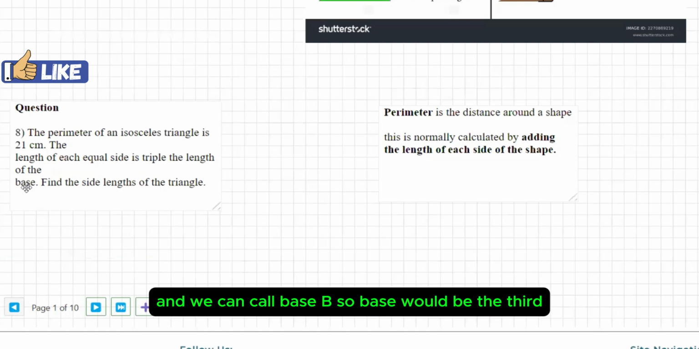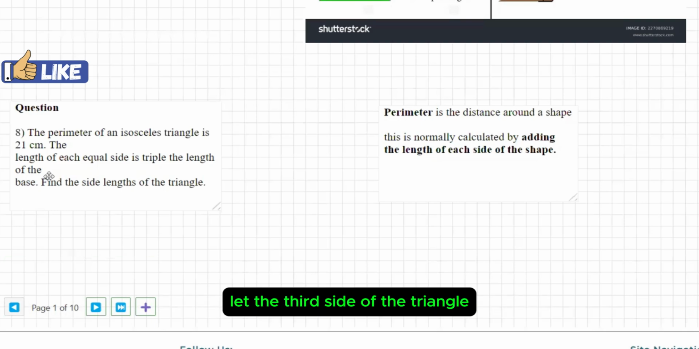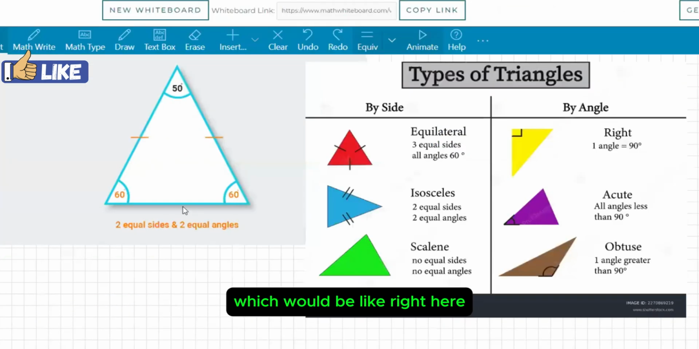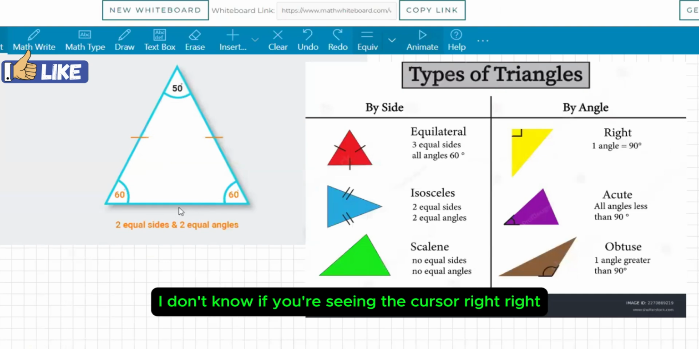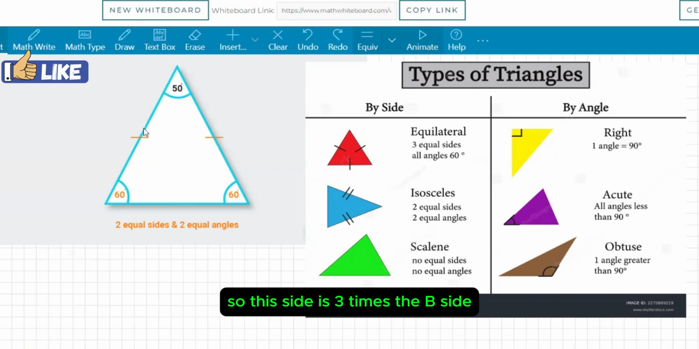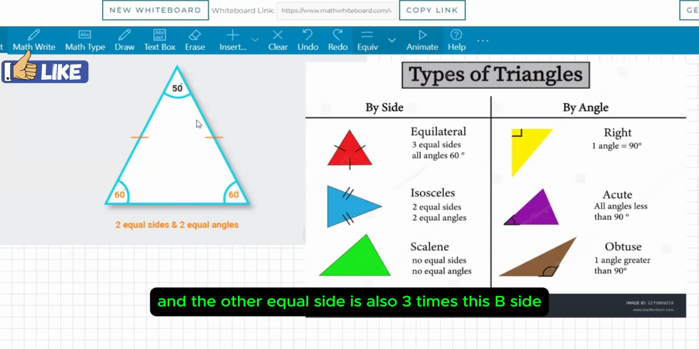And we can call the base B. So the base would be the third side of the triangle, which would be right here. I don't know if you're seeing the cursor. Yeah. Right. So this side is 3 times the B side, and the other equal side is also 3 times this B side.